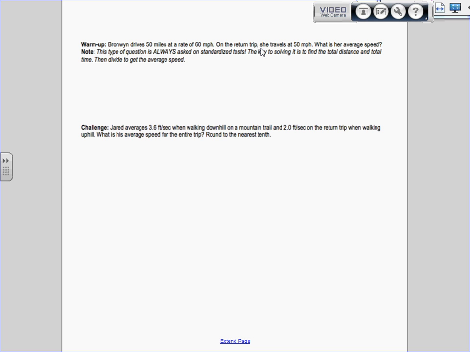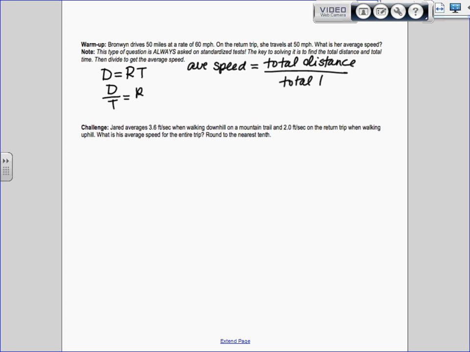All right. So anyway, here's what we need to do. We need to use our favorite formula from middle school. Distance is equal to rate times time. You don't remember that? Oh, man. All right, and what we're trying to find is the average speed, which is a rate. So what we're going to do is distance divided by time is equal to rate. So in order to find the average speed, what I need to do is find the total distance that she traveled and then divide by the total time that it took her.